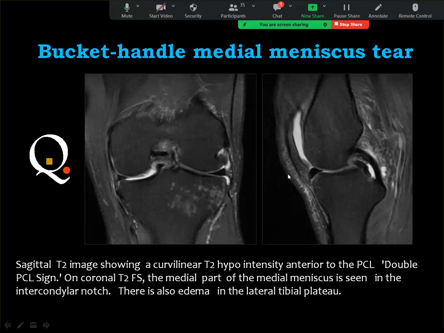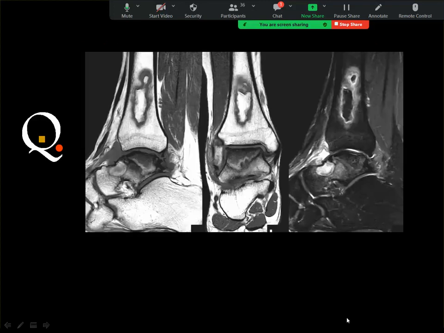Of course, in clinical practice, you can easily appreciate the diagnosis from the sagittal image. But in the exams, you know that they are trying their best to mislead you, and this is one of the possibilities, that you are provided with the coronal image, not the sagittal image.